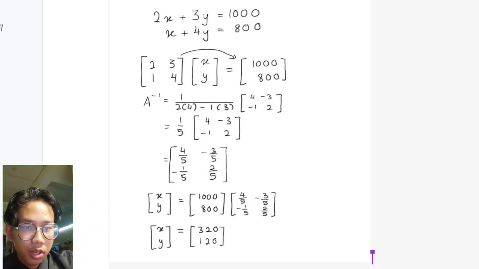And after that, for the matrix 2, 3, 1, 4, we will find the transpose of that matrix and multiply it by the formula. The answer is the matrix 4 over 5, -3 over 5, -1 over 5 and 2 over 5, and we find the final answer: x equals 320 and y equals 120. That's all for the solution for question 2.